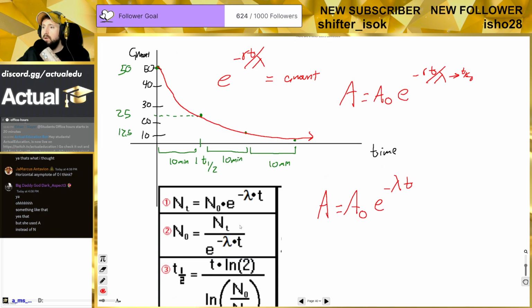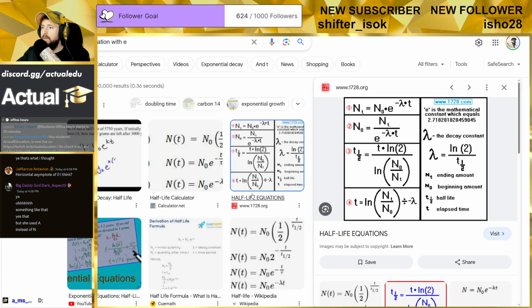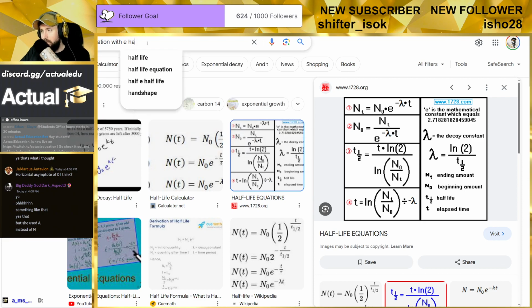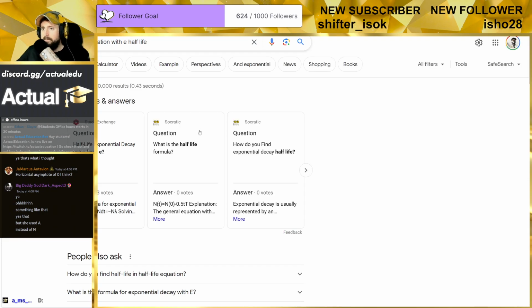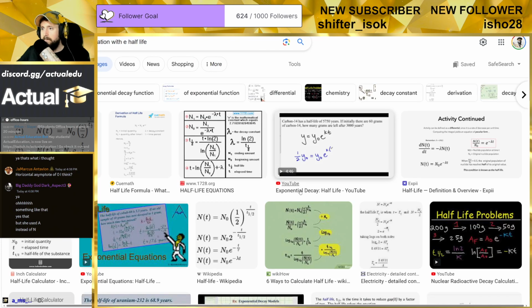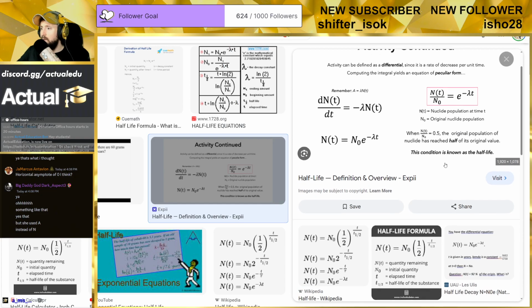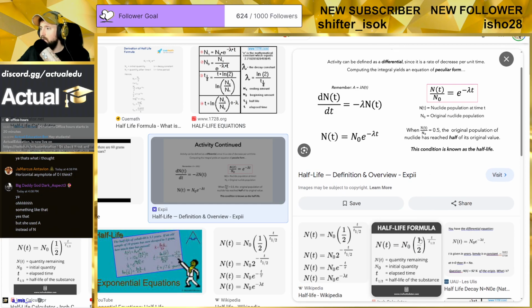Where do they put what the equation is for the half-life? Yeah, they all use different values. They use lambdas, different values. But then what is T1 half? Where's T1 half?